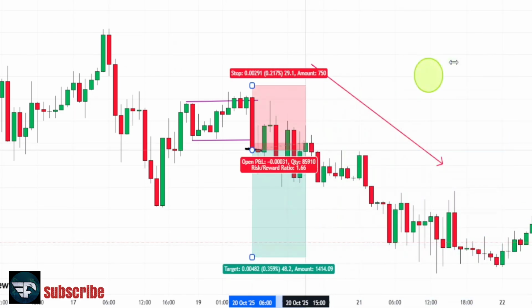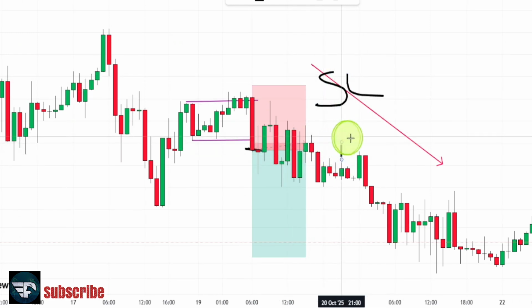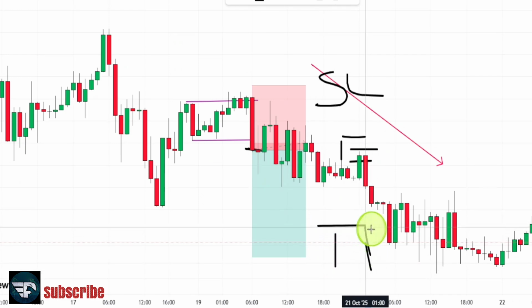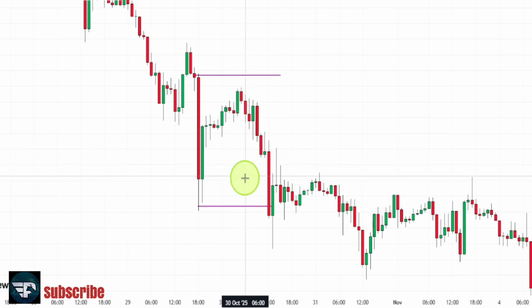So for this one, this is going to be your SL, and this place is going to be your entry, and your TP is going to be somewhere here. So this is example 1 for the sell trade. Now watch here, this is the last example, and you're going to learn something from here.